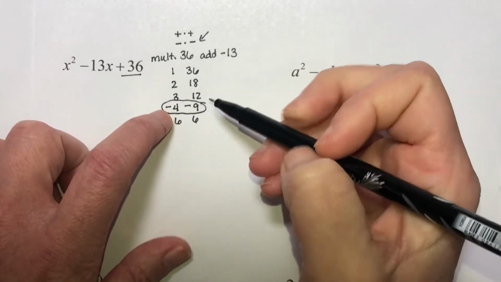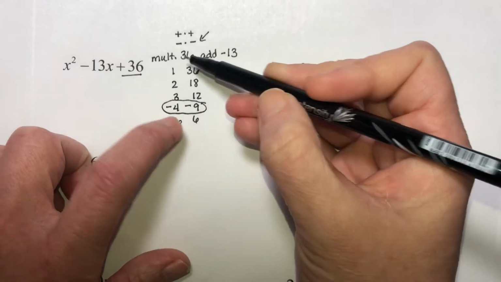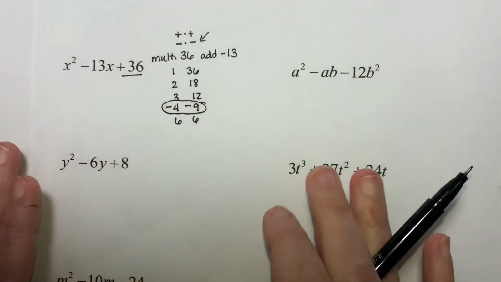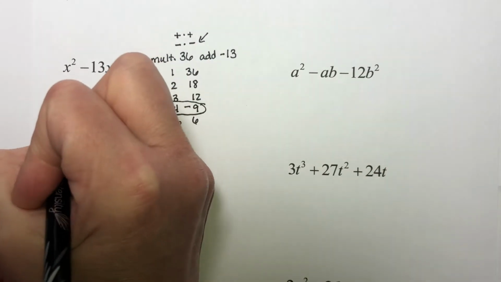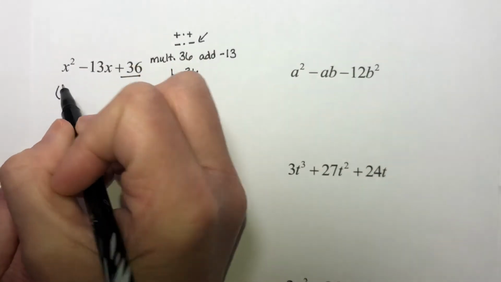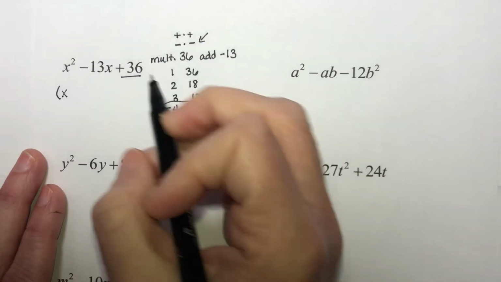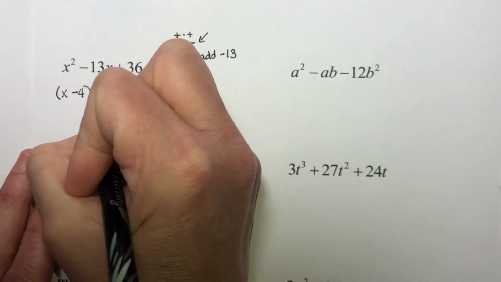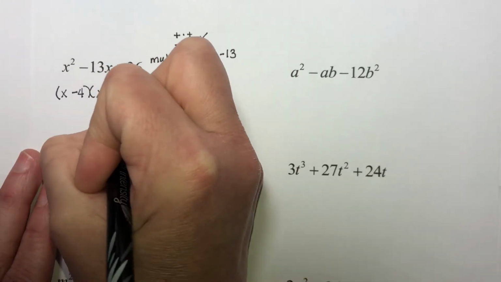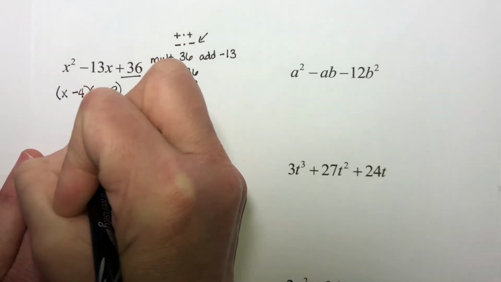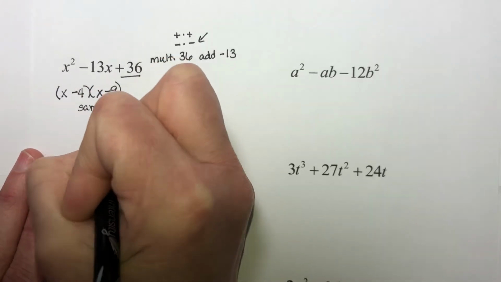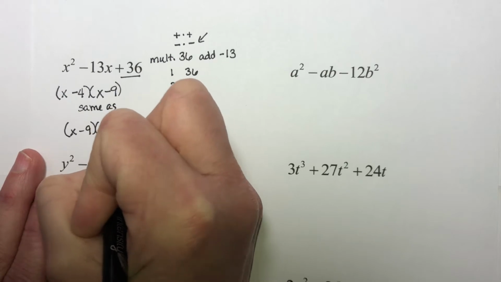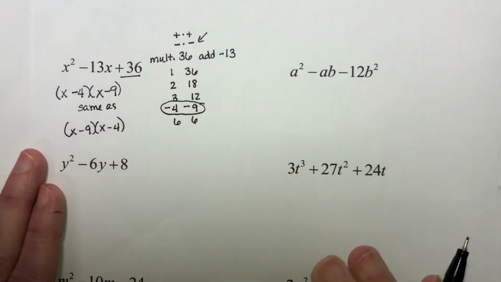Double check this. Always double check your signs. If I multiply these together, I get positive 36. If I add these together, I get negative 13. So I can go directly to my answer now. Make sure you use the correct variable. x minus 4 times x minus 9. Now this is the same as x minus 9 times x minus 4. It does not matter which of these 2 numbers you write down first.